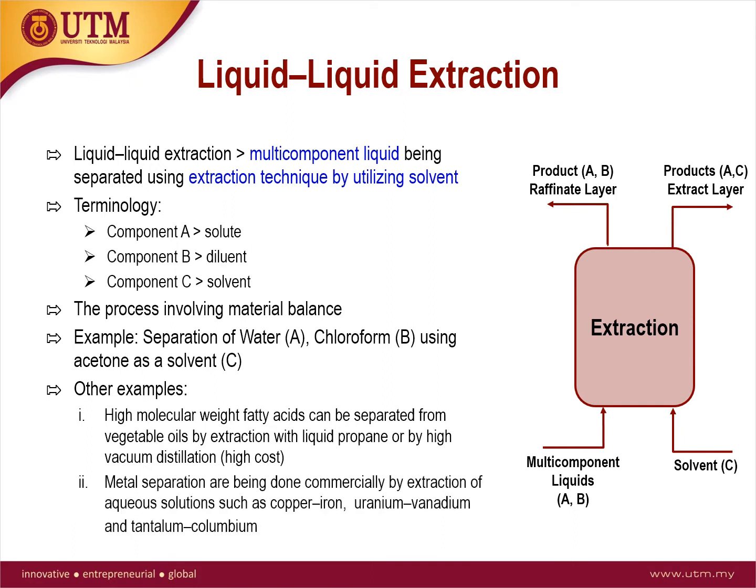The second example is metal separation, which is done commercially by extraction of aqueous solutions such as copper ion, uranium, vanadium, and tantalum columbium. This mixture of the metals is in the form of an aqueous solution, and the selection of the solvent to attract any of these metals via chemical potential depends on the request from the supplier.